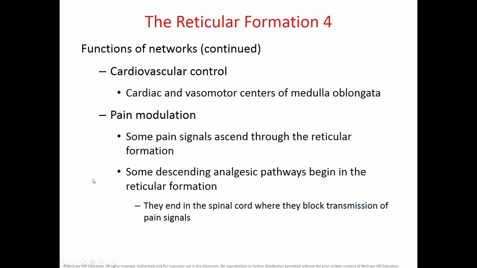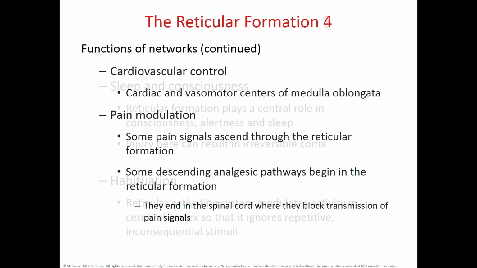Also within the reticular formation, we have centers that help to control responses by the cardiac muscle and also by our circulatory system. And we also have modulation of pain, and we have these analgesic pathways that help to block transmission of pain signals.